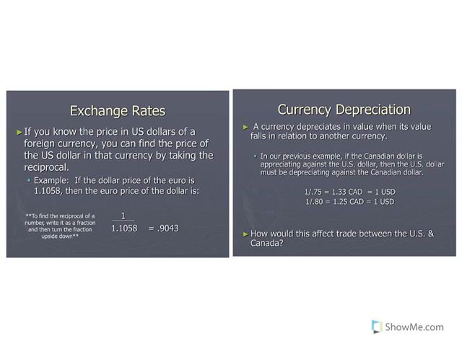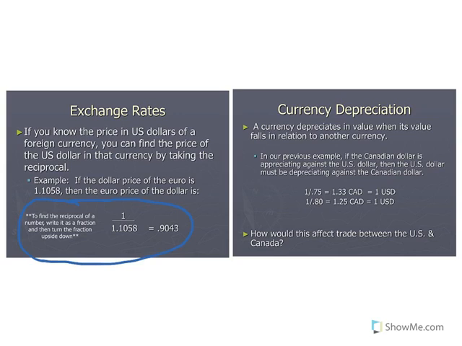We can also look and see what's going to happen if a currency depreciates. That's when its value falls in relation to another currency. So again, in our previous example, we were looking at how the Canadian dollar had appreciated against the US dollar. Well, we know that then that means the US dollar must be depreciating against the Canadian dollar. And again, all we would need to do is take the reciprocal of the exchange rate to see the exchange rate going the other direction. So again, just to recap, if you know the price in US dollars of a foreign currency, you can find the price of the US dollar in that currency by simply taking the reciprocal. So you see I have the example right over here showing you how all you do is take the reciprocal to get the exchange rate going the other way.